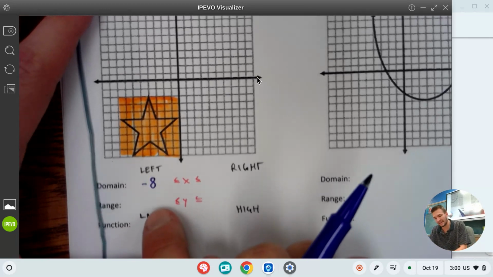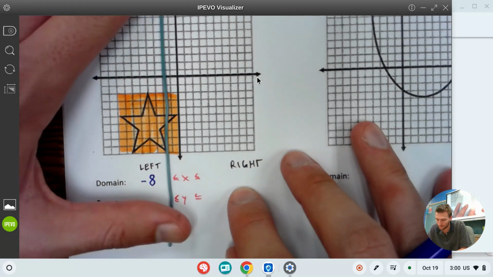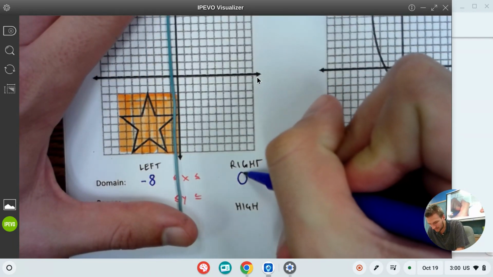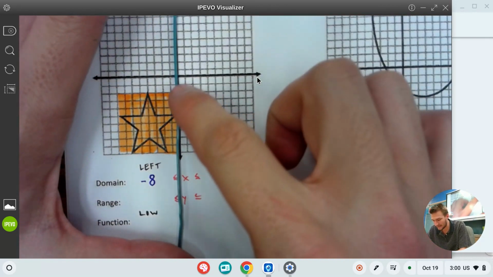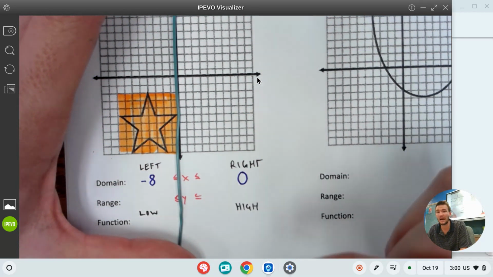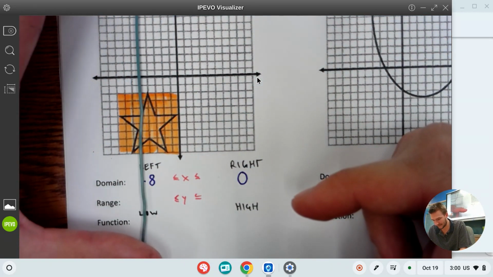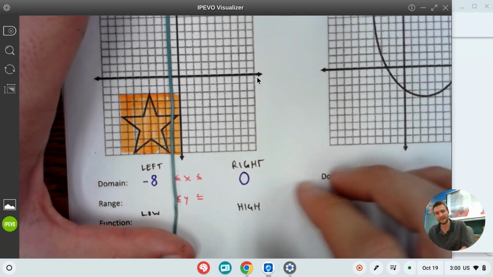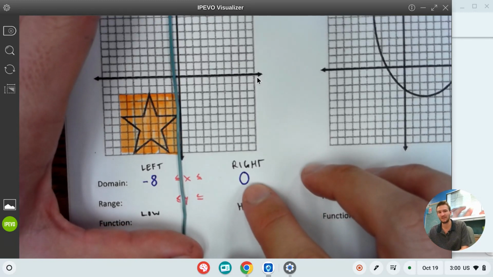After we got negative 8, what is the very rightmost place we can find our star? It is a 0. It is a 0 because right here, that's the 0 x value, right? If this is negative 8, negative 7, negative 6, negative 5, negative 4, negative 3, negative 2, negative 1, and what comes after negative 1? 0. There it is. 0 is the rightmost region.